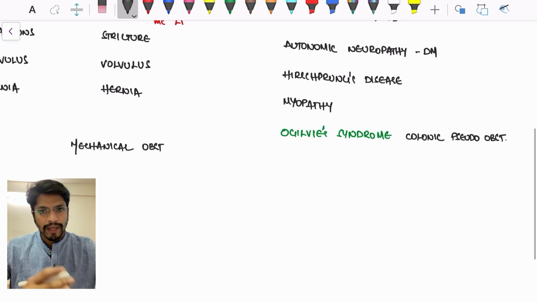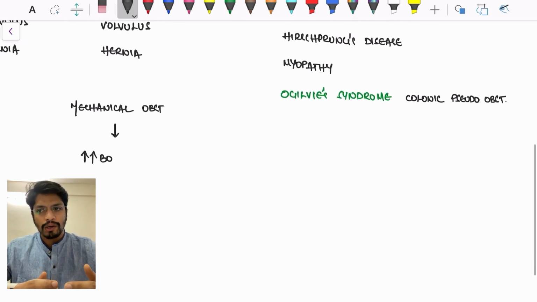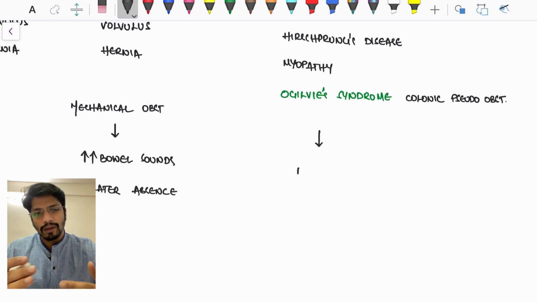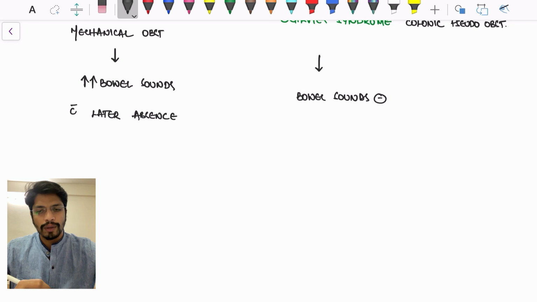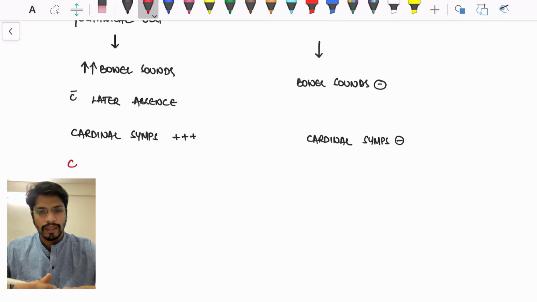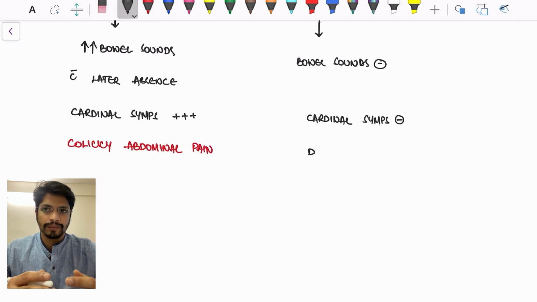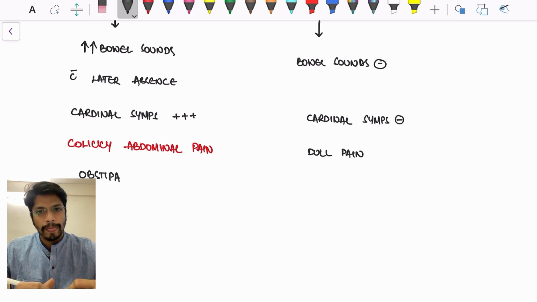Now we'll see the differences between mechanical and pseudo obstruction. In mechanical obstruction, there will be more bowel sounds initially, later becoming absolutely absent. Whereas in pseudo obstruction, there won't be any bowel sounds throughout the process. Cardinal symptoms like nausea, vomiting, abdominal distension, and pain will be more prominent in dynamic obstruction, whereas they are absent in pseudo obstruction. They will have a dull pain, whereas colicky abdominal pain is a feature in dynamic obstruction.